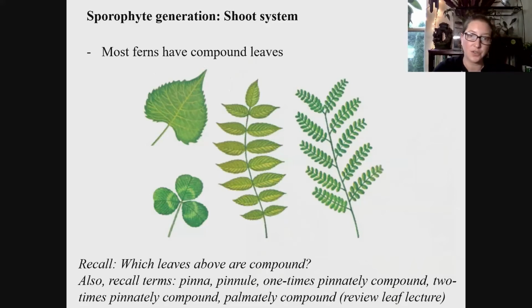Just to test yourself, you can even take a pause here and think about it. Which of the leaves above are compound leaves? I'll let you pause to sort that out.